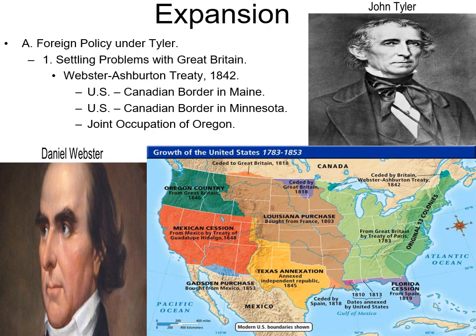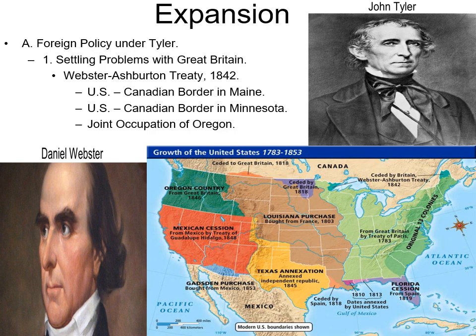Now, looking at settling problems with Great Britain, if you look at the map on the bottom right-hand side, and look where you see northern Maine and northern Minnesota. We really didn't have a clear idea of what belonged to the United States and what belonged to Canada or the British in those areas. And you can see where it has the little lines ceded by Britain, Webster-Ashburton Treaty of 1842. Well, this caused a bit of a problem along the way, especially in Upper Maine.